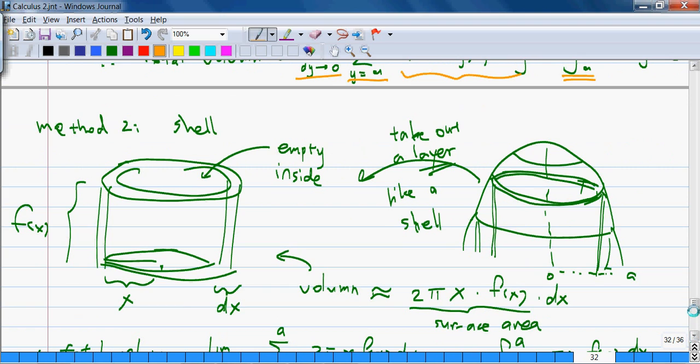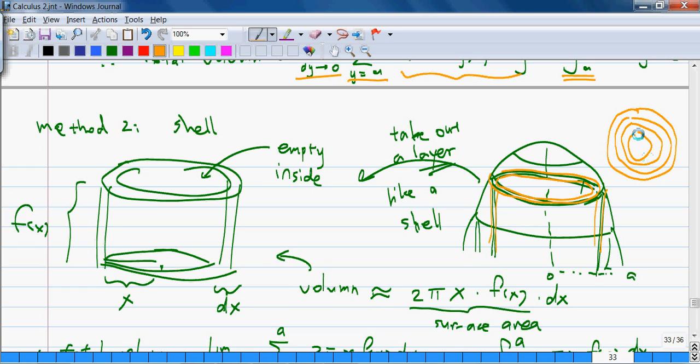So suppose you still have the same mountain, and you want to take it out layer by layer. Suppose you take out one layer like this. A layer will be very thin, so you cut it out like this, and you basically cut it out until nothing is left. If you view the mountain from the top, then it looks like just a circle, because it's a mountain. And the way you cut it is ring by ring.